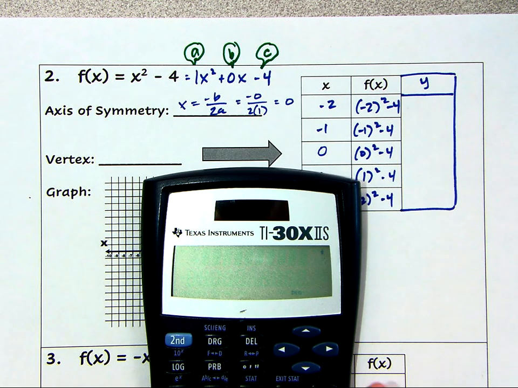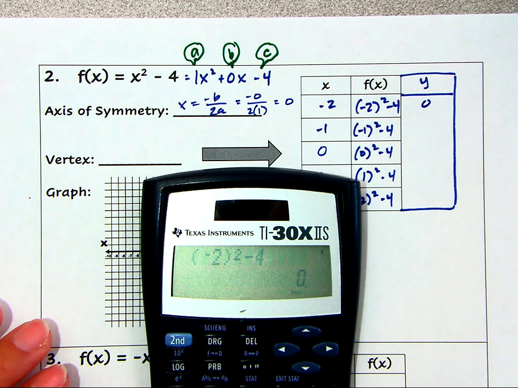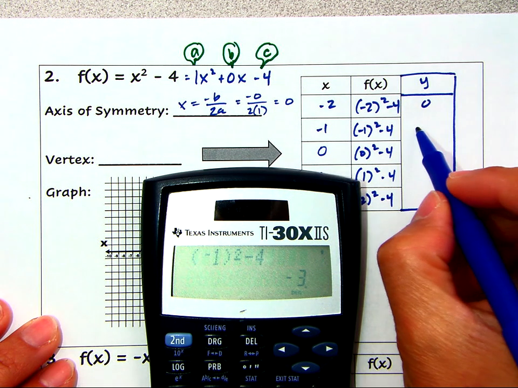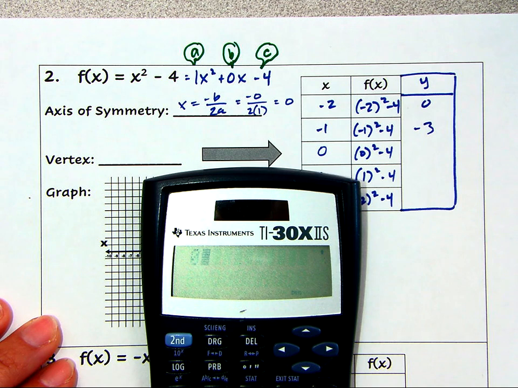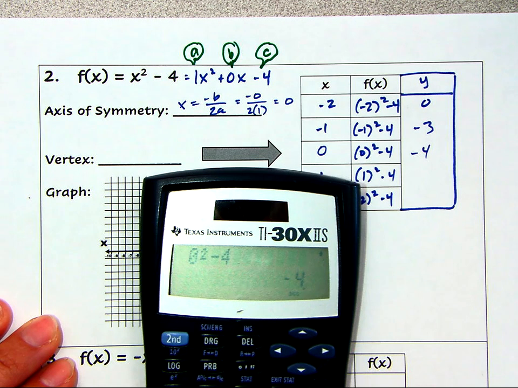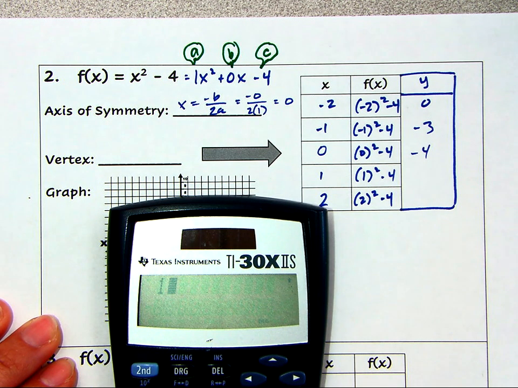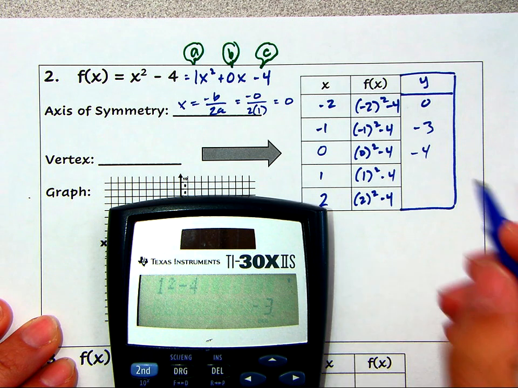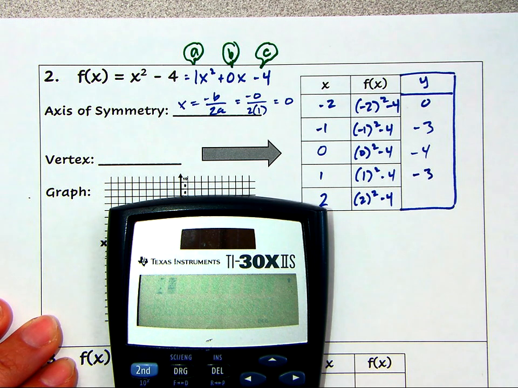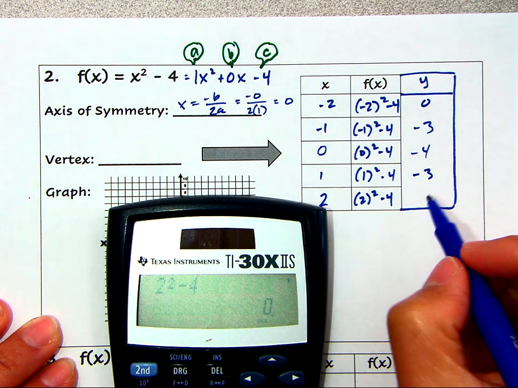-2 squared minus 4 is 0. Negative 2 squared is 4, and then you subtract 4, you get 0. Negative 1 squared minus 4 is negative 3. 0 squared minus 4 is negative 4. And then what do we have? We have 1 squared minus 4, which is negative 3. And then we have 2 squared minus 4, which is 0.